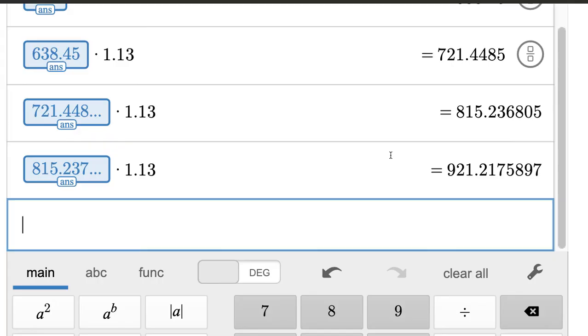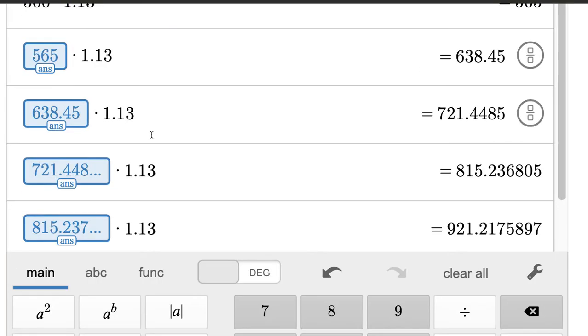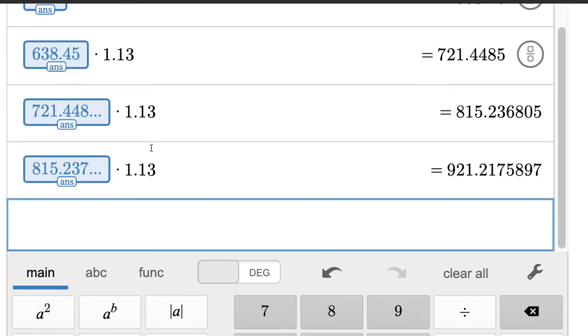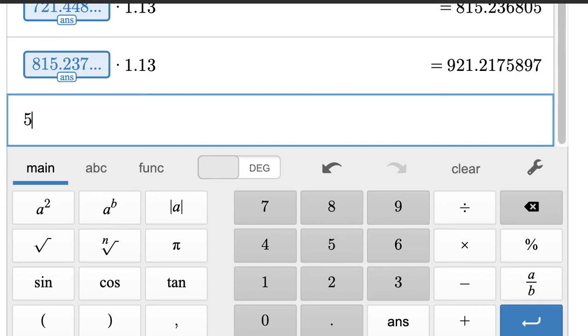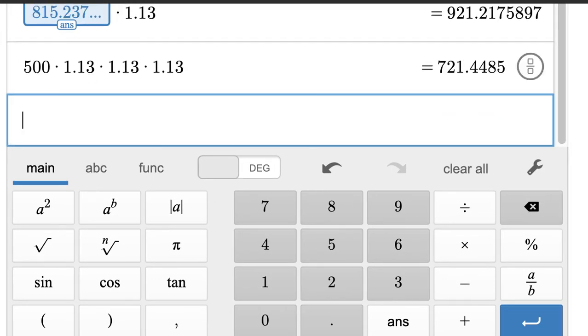So, shortcut. I don't want to keep typing in times 1.13. So we learned the shortcut. If I want to say some initial value, we start at 500 again. So if I want to say some initial value, 500 times 1.13 times 1.13 times 1.13. There's a quicker way of doing that, and that's 500 times 1.13 to the power of x. Well, to the power of 3, rather, right?